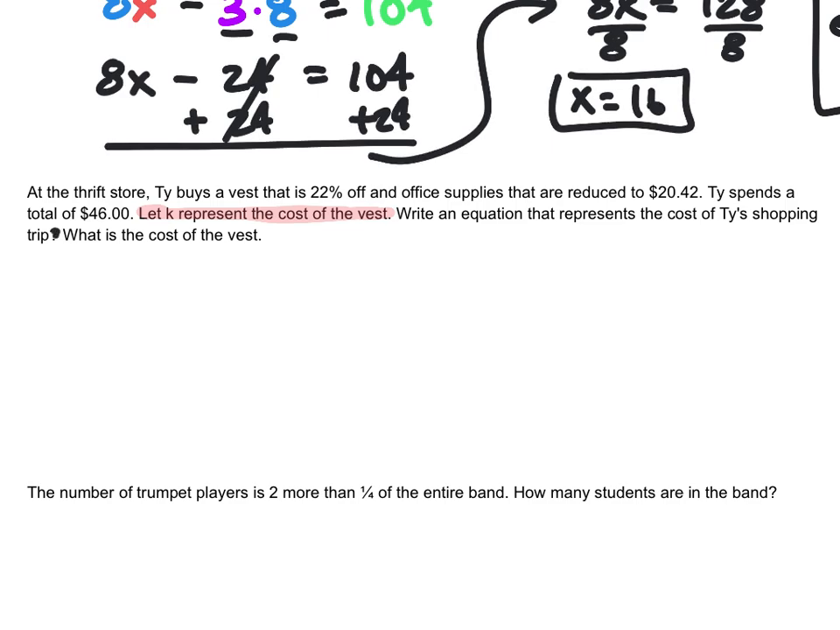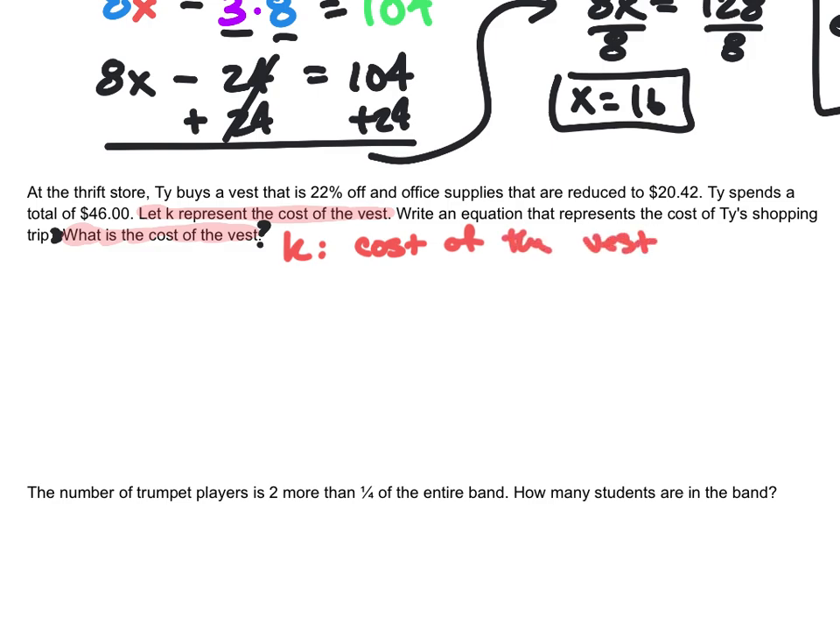So let's take that off and then add it on over here. It tells us let K represent the cost of the vest. It's also asking us that question here: What is the cost of the vest? So I'm going to come in here and identify my variables. K represents the cost of the vest.